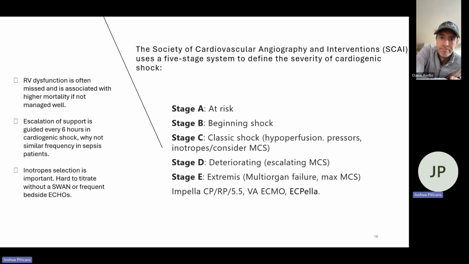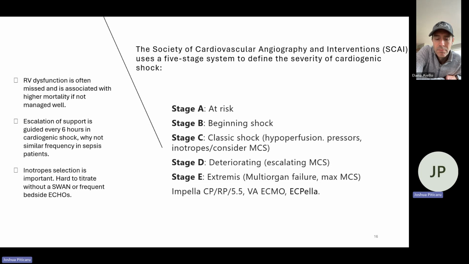So inotrope selection is important. It's very hard to titrate inotropes and pressors sometimes without a Swan. Or you have an alternative, frequent bedside echoes. But how frequently you're going to do the echoes, right? How good you are looking at the echoes. So that's an alternative. If you're not comfortable doing a Swan, it's fine, but do an echo at least to give you an assessment. If you have a central line, check the CVP, transduce the CVP. So at least you have some information there, right? You can have some cardiac output information and some CVP information from there.